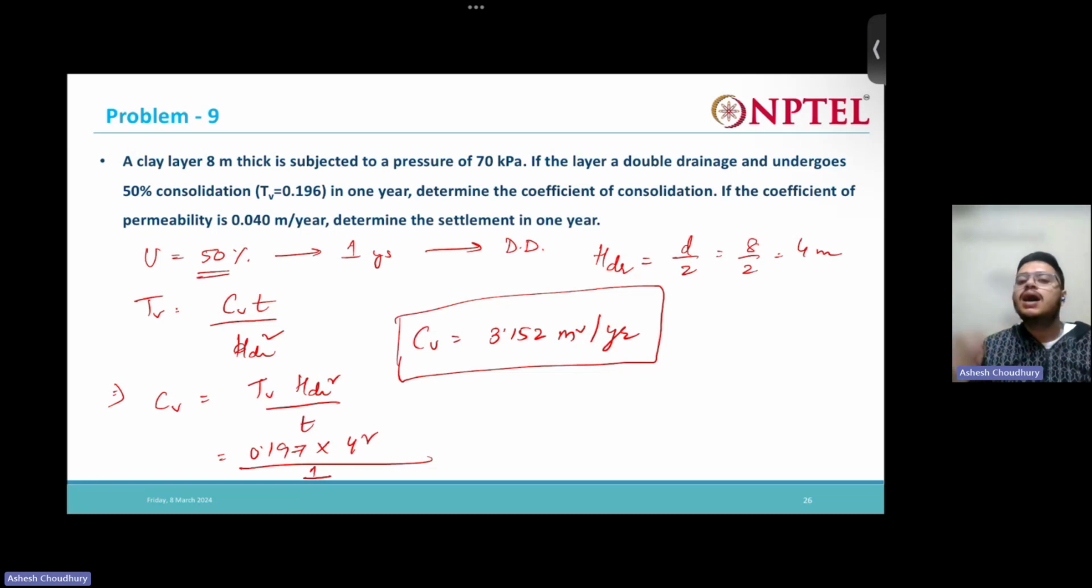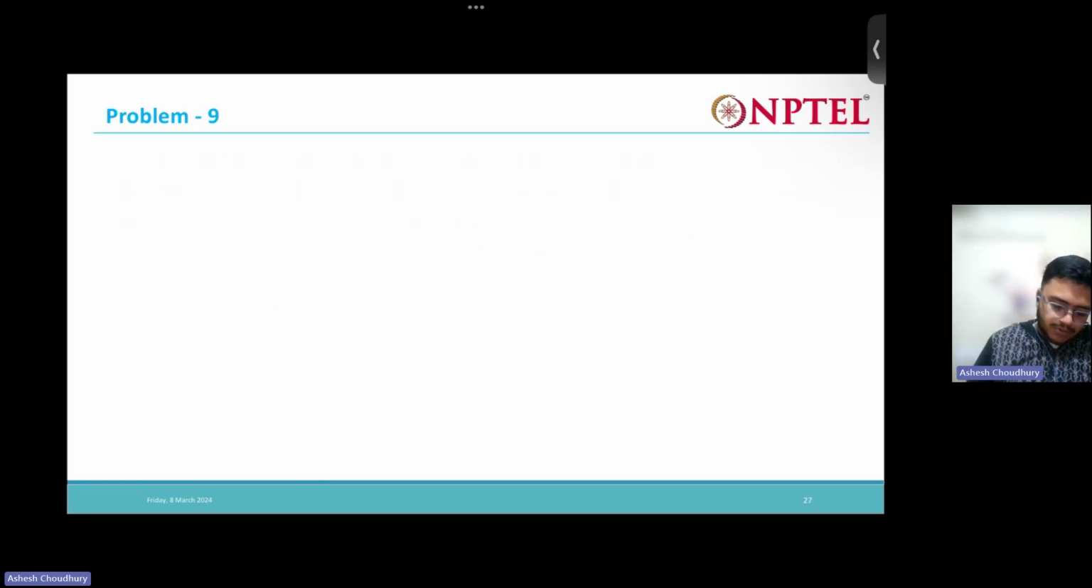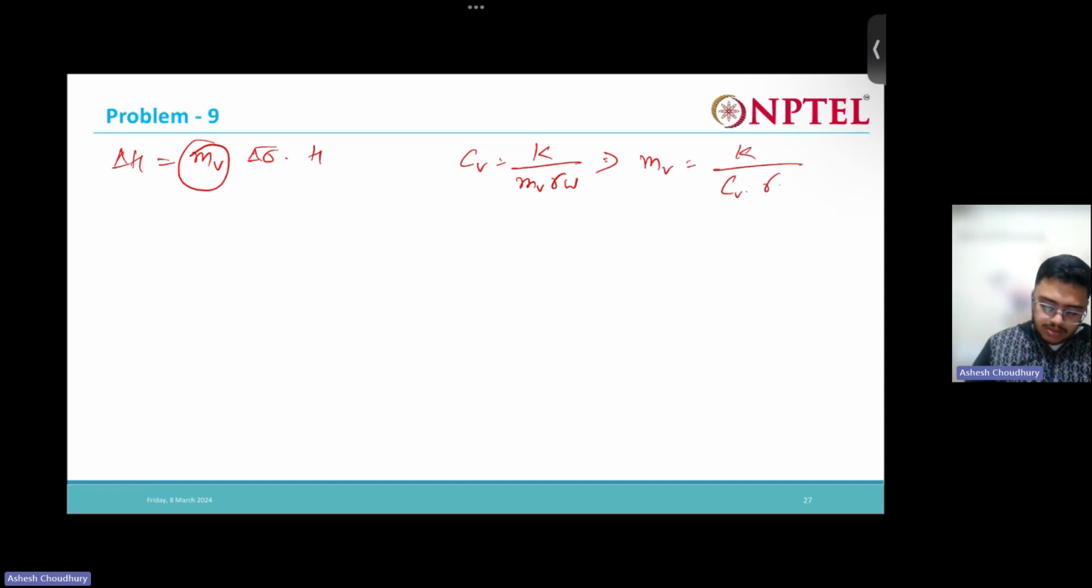So let us calculate the ultimate settlement that we are going to have, at t is equal to infinity. For ultimate settlement, we know that the ultimate settlement is given by what? Right? So for that we need MV. So MV, how we can calculate? From CV you can calculate, right? So what is CV? So from here, MV is what? K by CV into gamma w.